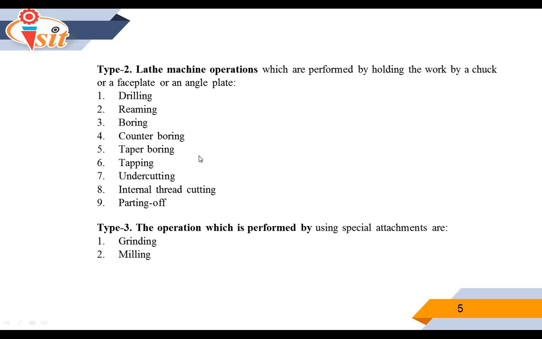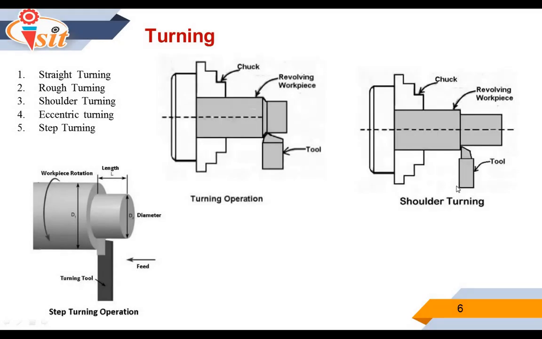Okay, so the next type is the operation performed by using special attachments. Different attachments are used to perform operations like grinding and milling. So these are the 3 types of different operations performed on the lathe machine. Now we will see the operations performed on the lathe machine one by one.